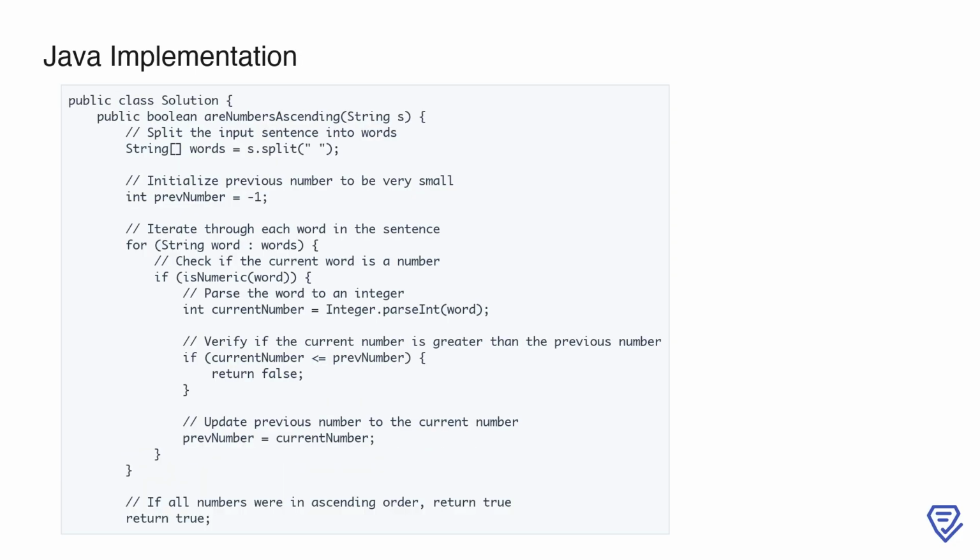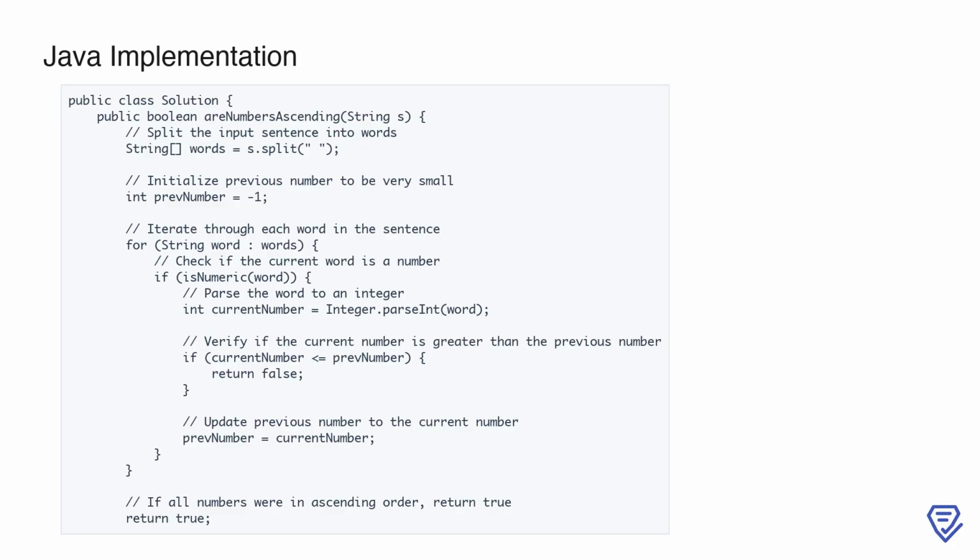Here, we start by splitting the input sentence into individual words using the split method. This breaks down the sentence into an array of strings, making it easier to process each word one by one. Next, we initialize a variable prevNumber to -1. This acts as a placeholder for the last number we encountered, starting with a value that's smaller than any valid number in the sentence. Then, we iterate through each word in the array using a for loop.